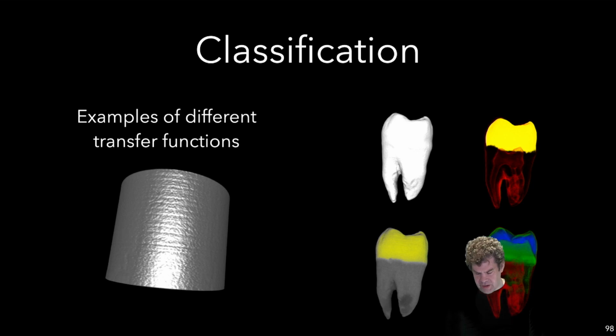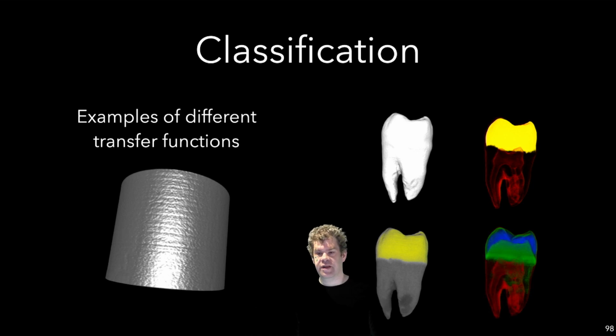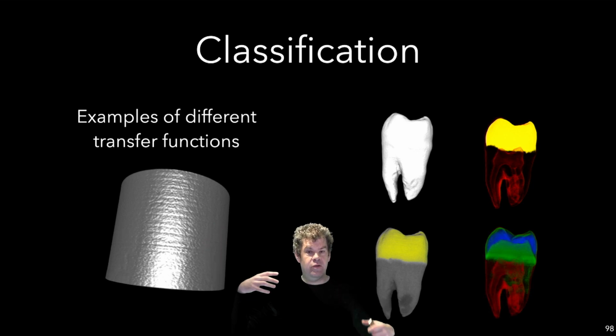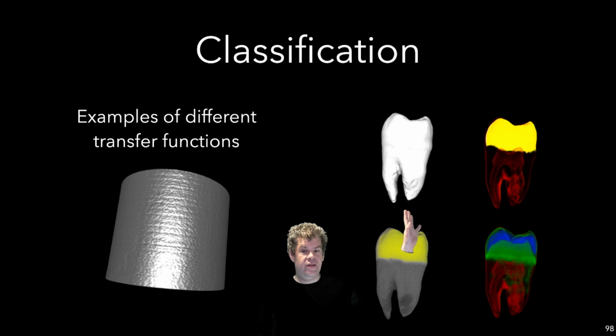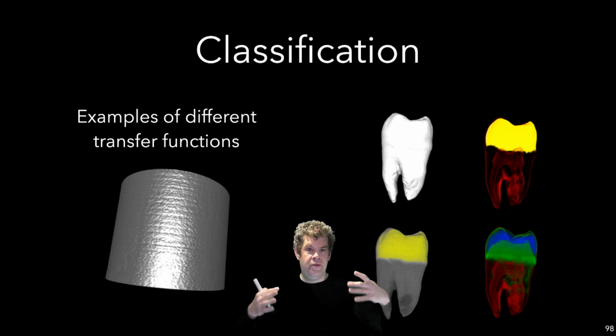That's a tooth data set. Put myself in the center. So this is what I get if I do one transfer function. This is the tooth inside a CT scanner. And on the right, you see different transfer functions. In this case, I have chosen a transfer function so that all the properties that correspond to air are gone.